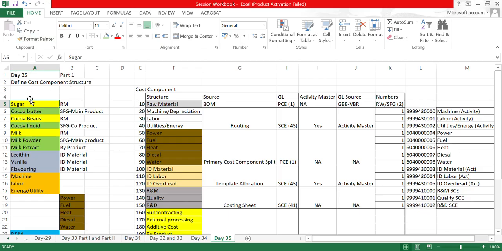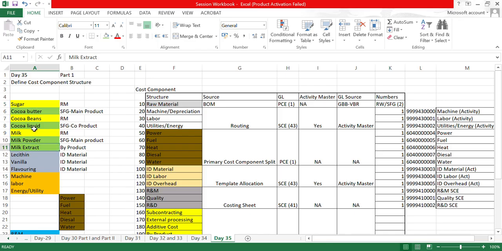So as you see here, those highlighted in yellow are sugar, cocoa beans and milk. Those are the three raw materials which we will procure from outside, and by processing cocoa beans we will produce cocoa butter and cocoa liquid. And when we process milk, then we will get milk powder and milk extract.